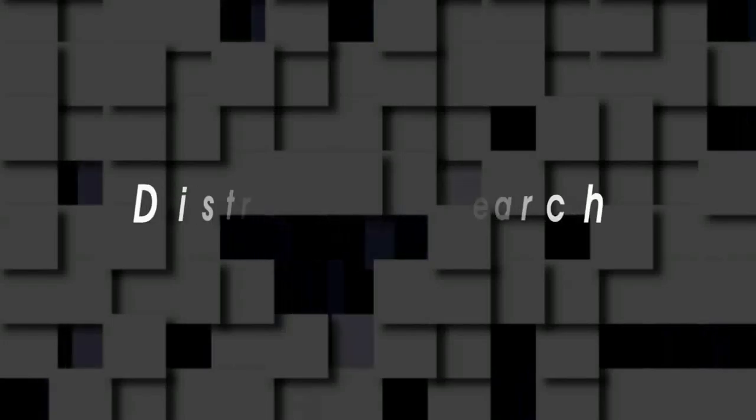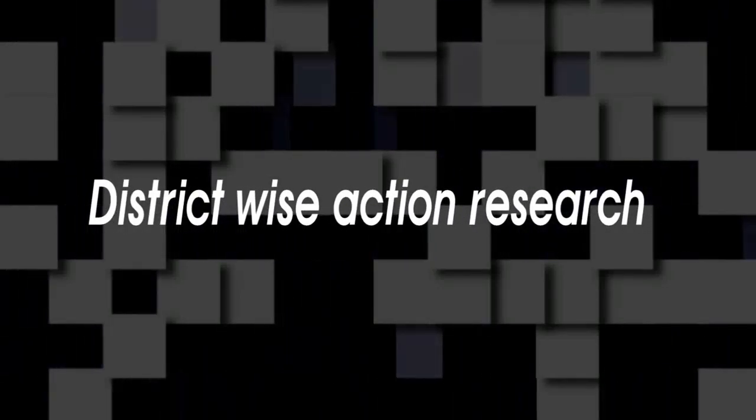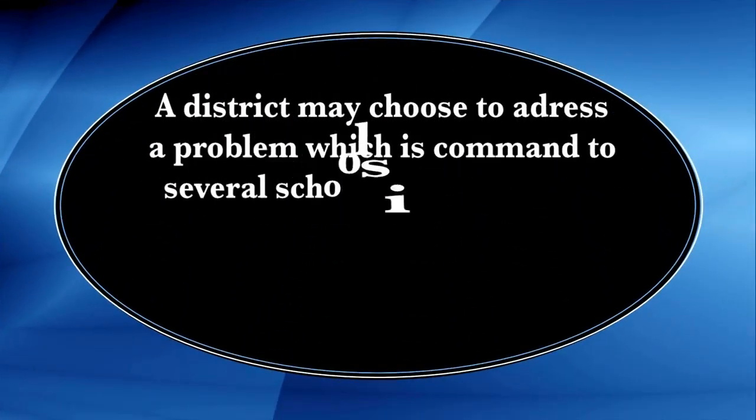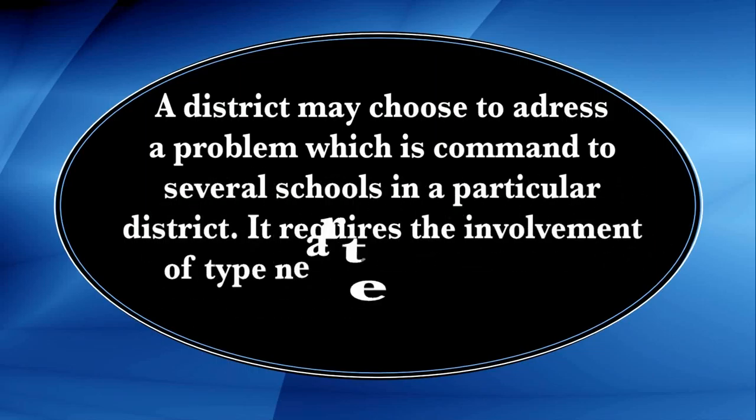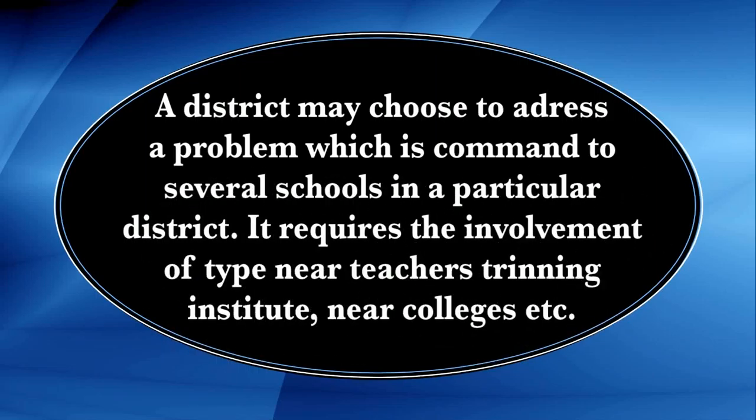After school-wide action research, another type of action research is district-wide action research. Issues are mainly community-based, performance-based or process for decision-making. A district may choose to address a problem which is common to several schools in a particular district. It requires the involvement of DIET, nearby teacher training institutes, nearby colleges, etc.